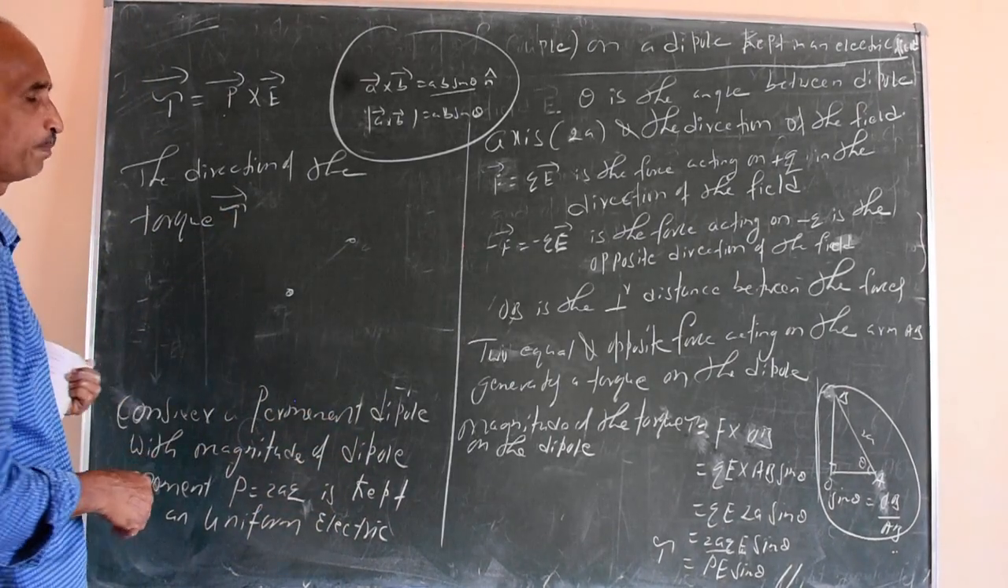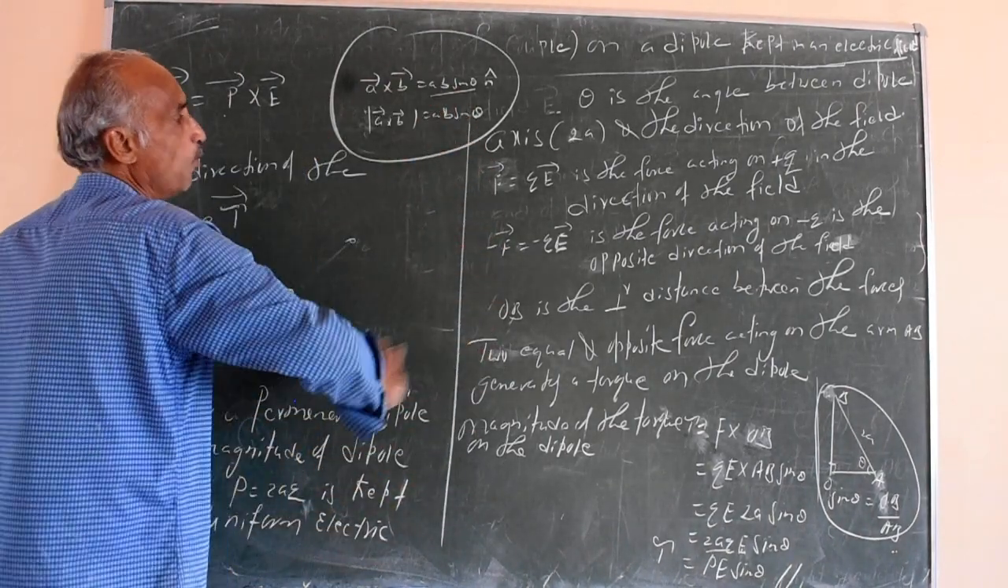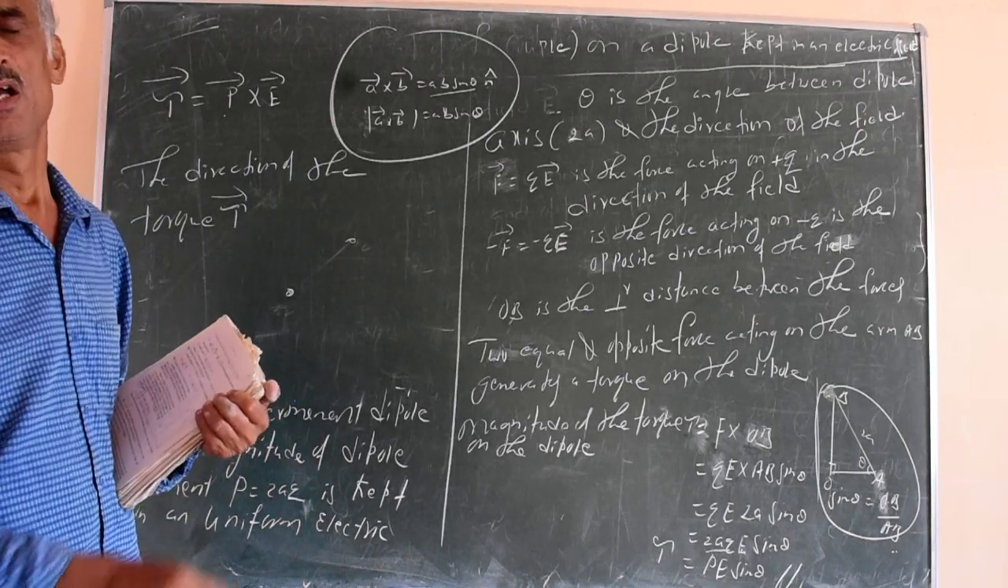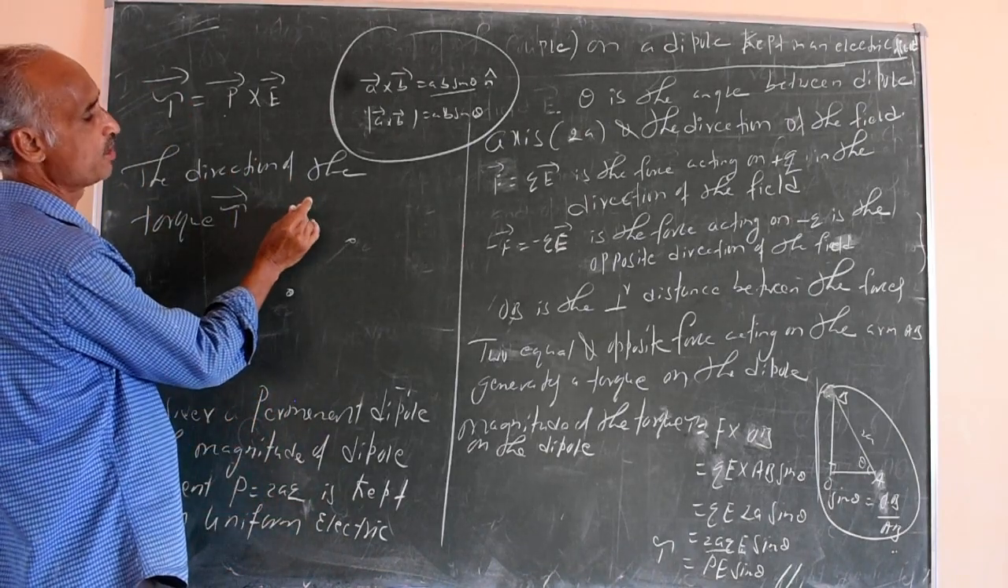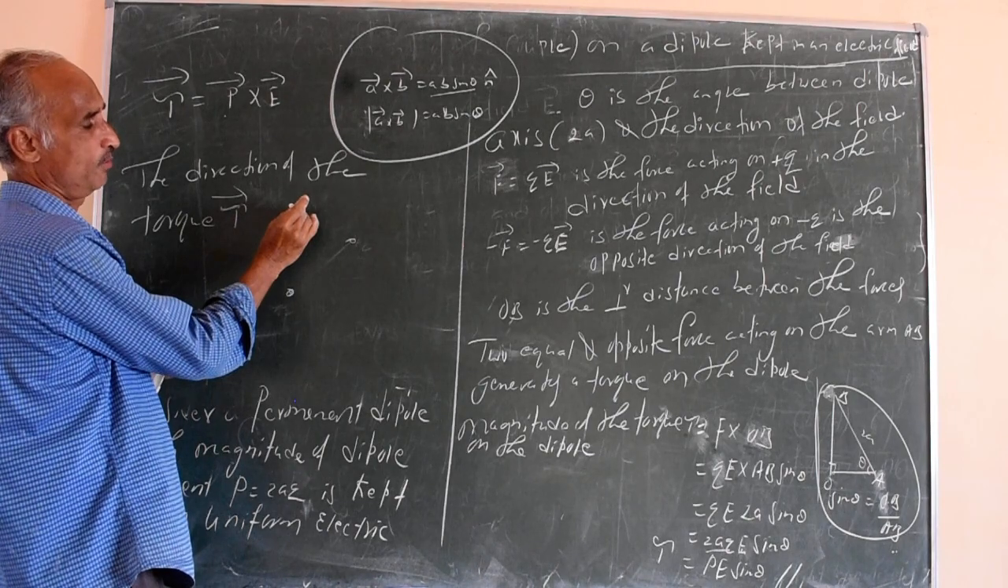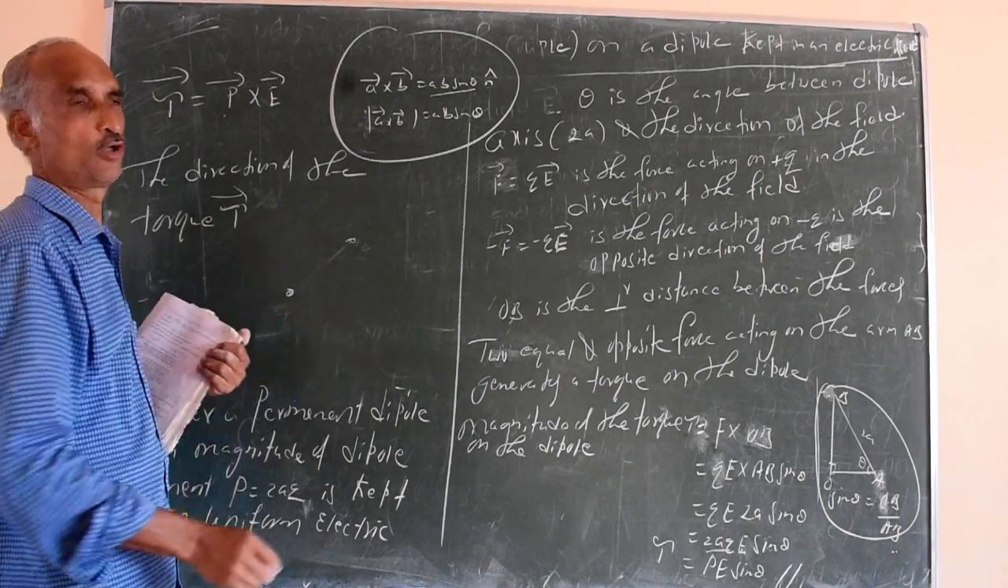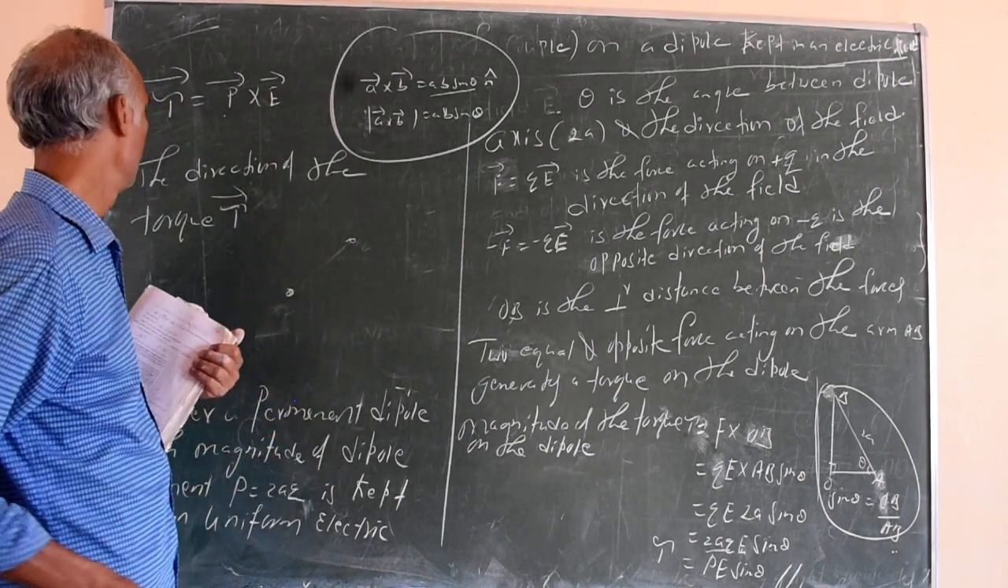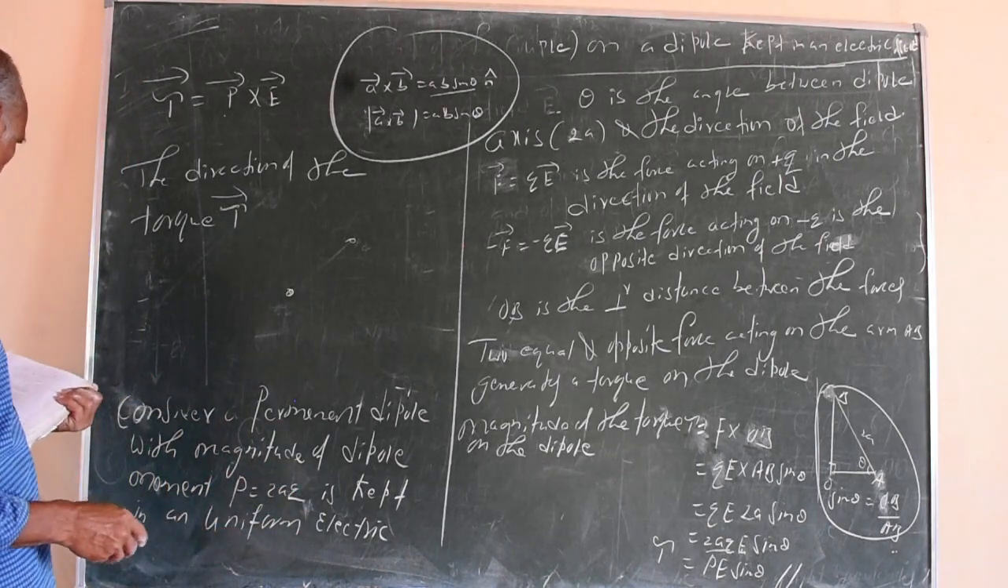Here both P bar and E bar are lying on this board. Say the diagram is taken on the board, and now the direction of the torque bar is perpendicular to this plane, this board, in the outward direction. The word outward direction is to be taken.